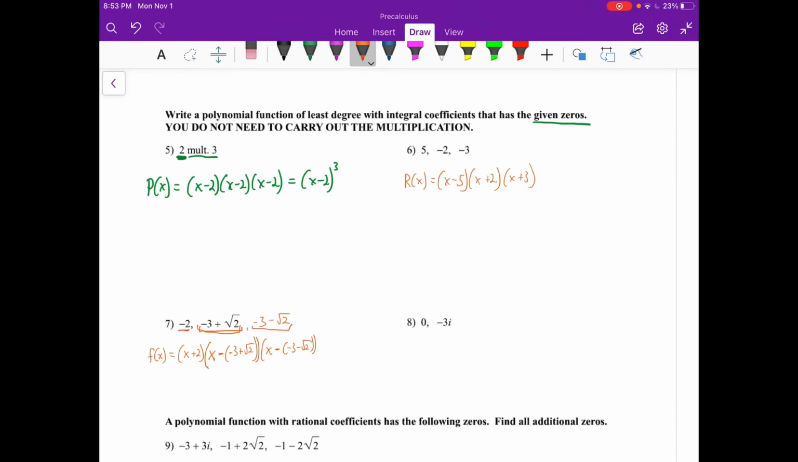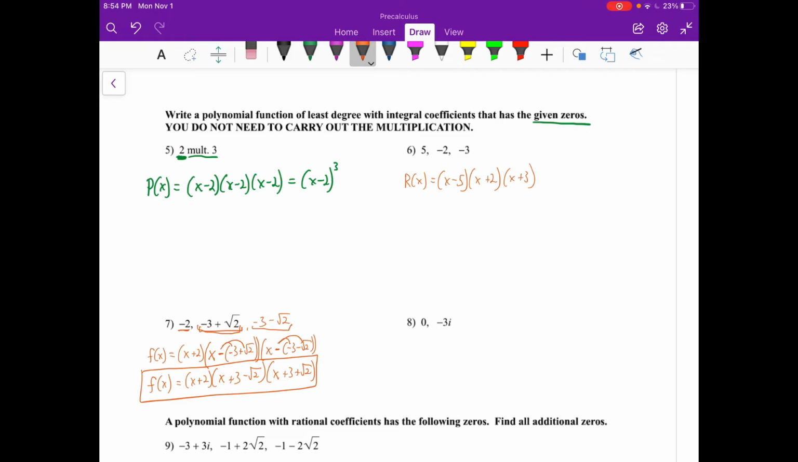We don't have to multiply this out, but we should simplify this. All those parentheses and negatives we can simplify. So we have x plus 2. The negative gets distributed here, so this will be x plus 3 minus √2. And then this negative also gets distributed, so this will be x plus 3 plus √2. And there is the answer for number 7.